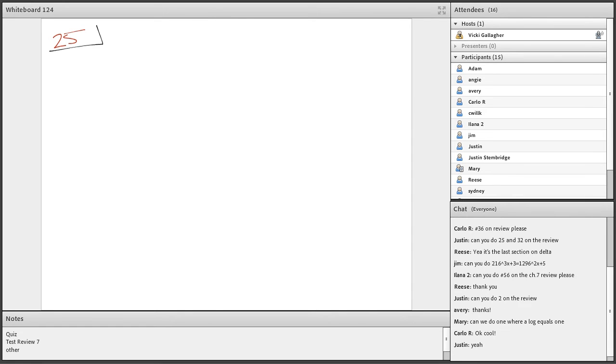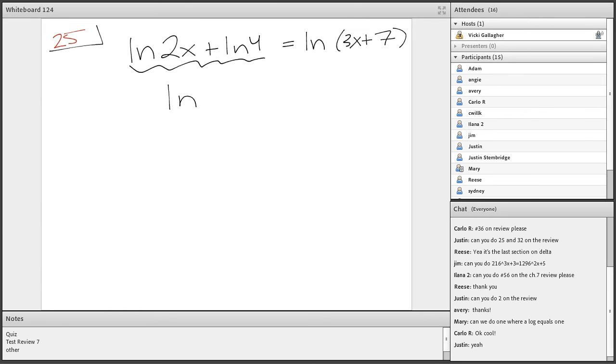Okay, 25 says the natural log of 2x plus the natural log of 4 equals the natural log of 3x plus 7. So in this problem, we have natural logs on both sides of the equal sign. And so very similar to our common base problems, if we can make both sides be just one natural log, we can actually cancel them out. So I'm going to take my left side and smush them together into one natural log. And adding turns into multiplying. So I'm going to multiply 2x times 4, and this turns into an 8x.